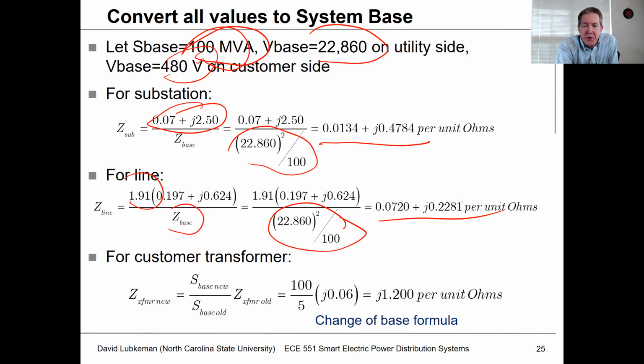Then finally, for the transformer, that's going to be 6% or j0.06. We're going to neglect the resistance in this case, and then I simply have to use the change of base formula where I multiply this value by the new base over the old base. The new base is 100 MVA and the old base is 5 MVA. So this gives me a transformer value of j1.2 per unit.